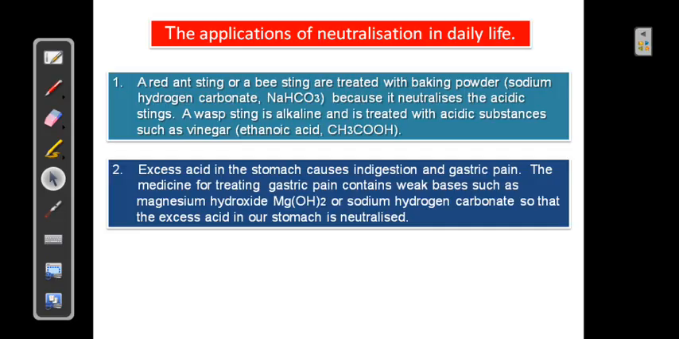But if you need to go to the clinic, of course the doctor will treat you with magnesium hydroxide. They have some medication which contains only magnesium hydroxide, Mg(OH)2. So then it will go and relieve your pain. So excess acid in the stomach causes indigestion and gastric pain. So the medicine for treating gastric pain contains weak bases such as magnesium hydroxide, Mg(OH)2, or sodium hydrogen carbonate, NaHCO3, so that the excess acid in the stomach is neutralized.